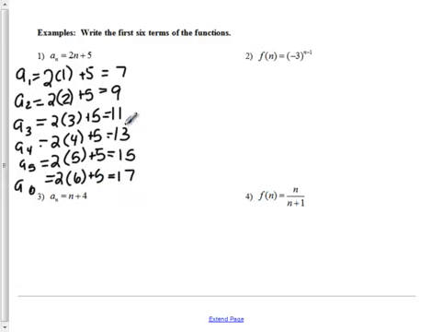And when it says, what are the first 6 terms? These will be the first 6 terms. The first term is 7, the second term is 9, the third is 11, 13, 15, and then 17.